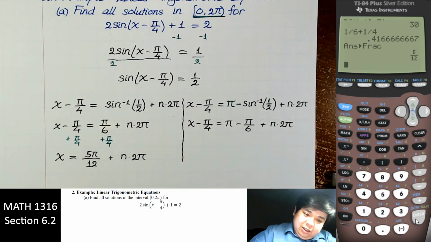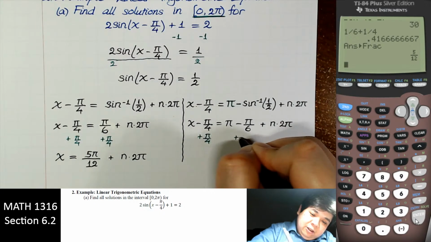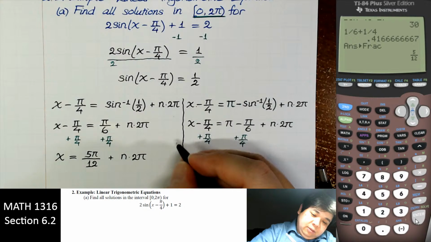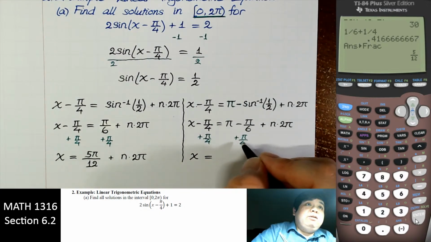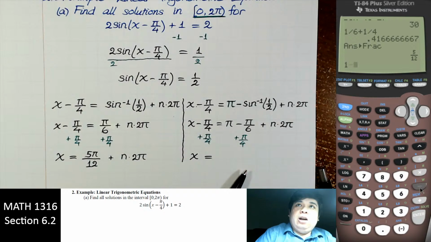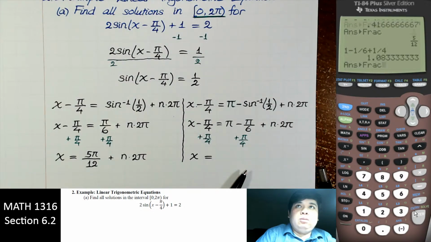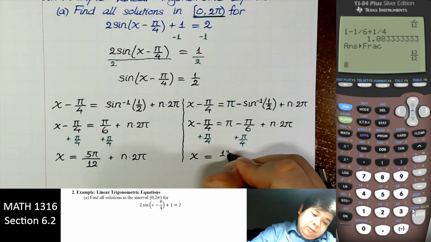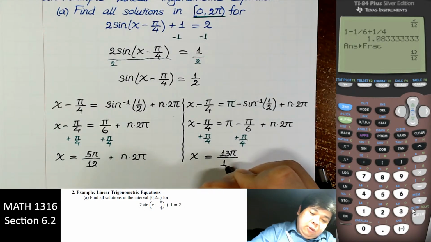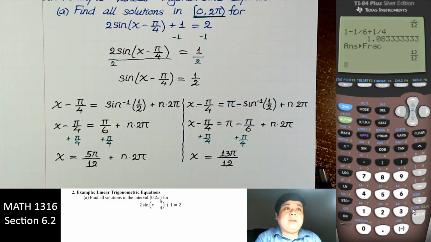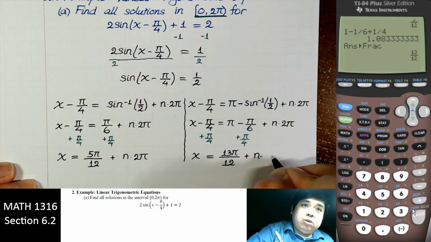And then over here, do the same thing. That gives us 1 minus 1 over 6 plus 1 over 4, and we have 13 pi over 12, then plus n times 2 pi.